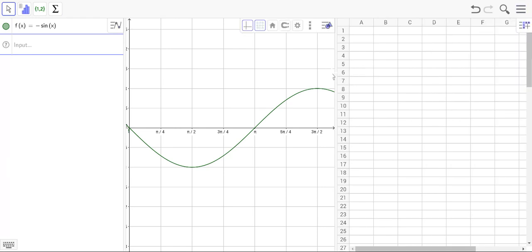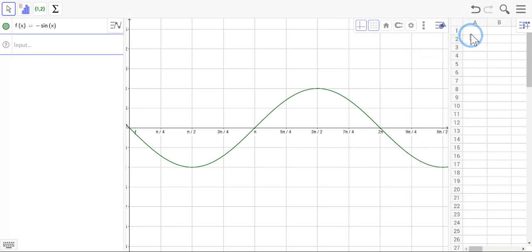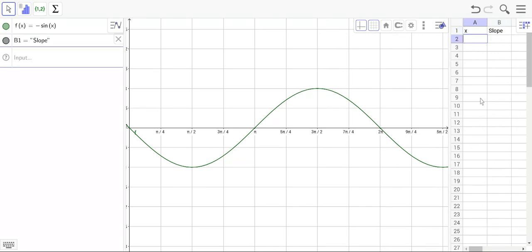Now we can just enter in the x points that we need. I'm just going to make this a bit smaller. First, I'm going to label these, so I'll put x in quotation marks so that GeoGebra does not mistake this for a line y equals x, and I'll call the second column the slope. My points are 0, pi over 4, pi over 2, 3 pi over 4, pi. Notice that as I type these in, just the word pi, GeoGebra is recognizing what I mean. Then 5 pi over 4, 3 pi over 2, 7 pi over 4, and 2 pi. There we go. So we're going from 0 to approximately 6.28.